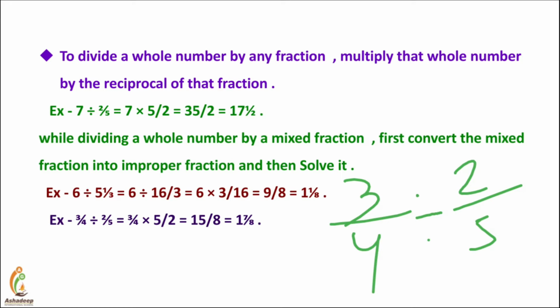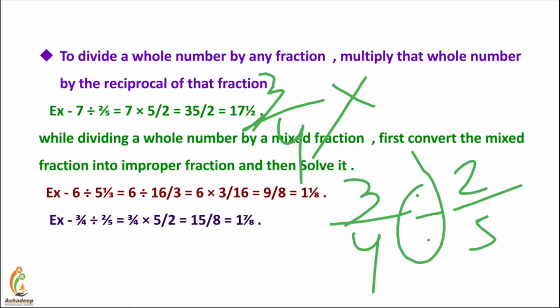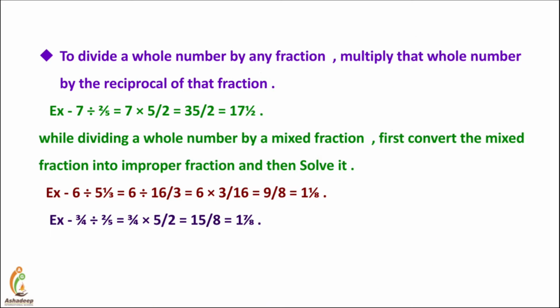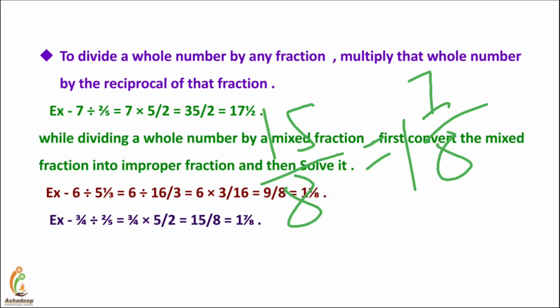Okay. Now as per the rule, the sign turns into multiplication and 5 by 2, the fraction is reciprocal. So 15 upon 8. Now it doesn't have any common factor other than 1. So let's convert it to a mixed fraction because it is an improper fraction. So 8 1s are 8 and 7 upon 8. Got it?